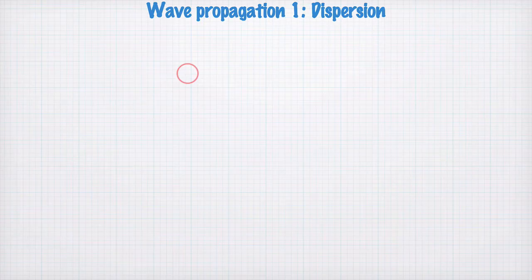I want to move on to a different topic now, and that is wave propagation. There are two different wave phenomena I'd like to deal with using Fourier methods. The first is dispersion, the second is diffraction, but first we're going to look at dispersion. So first of all, what do I mean by dispersion?